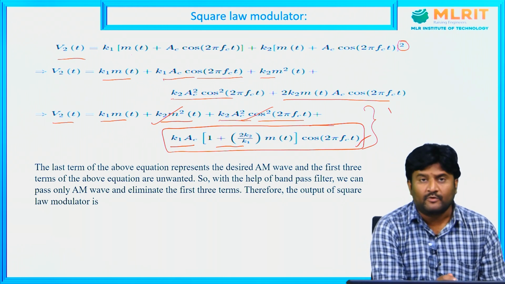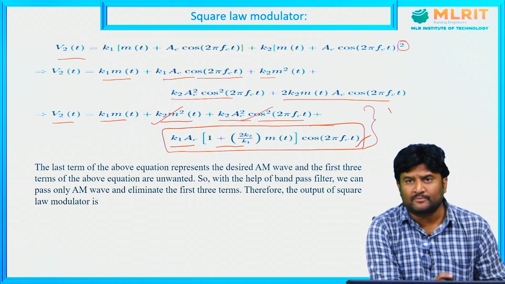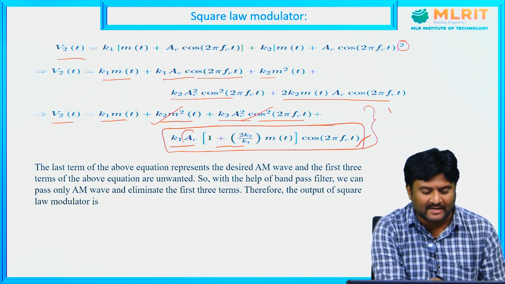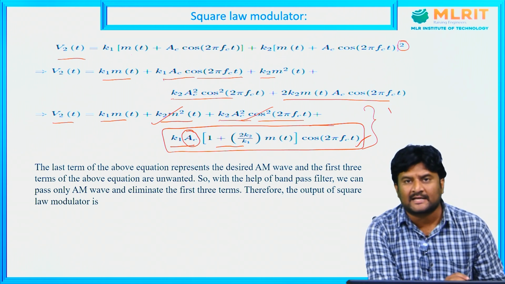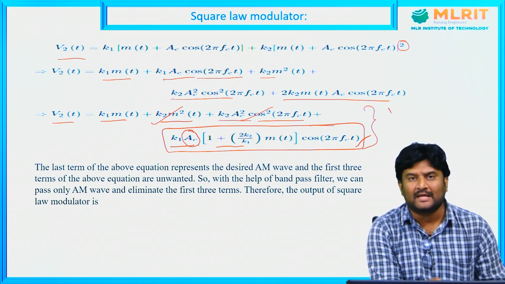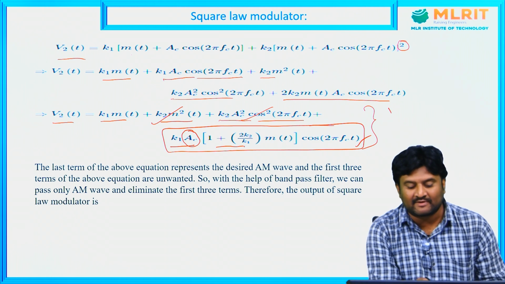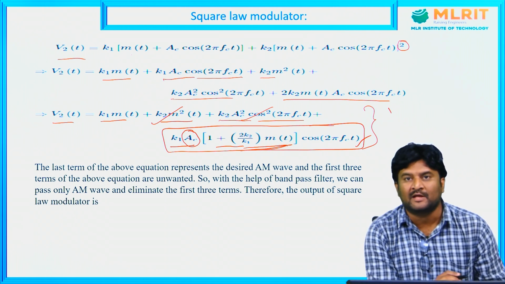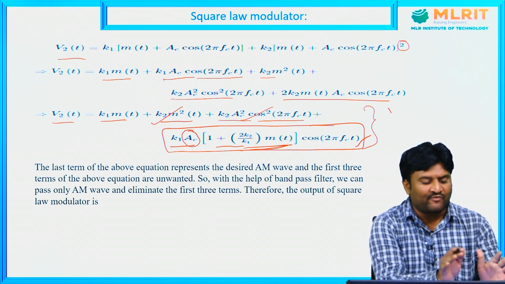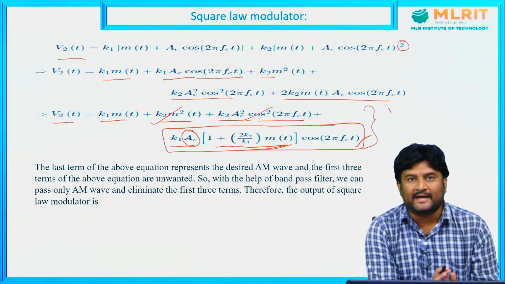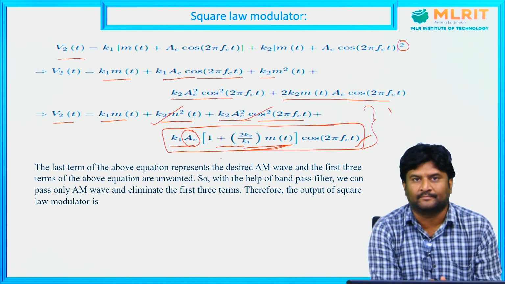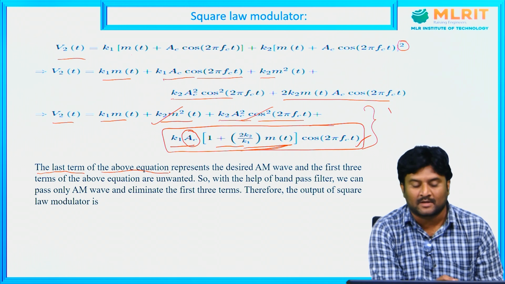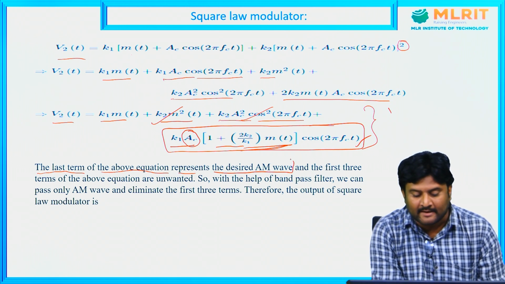Therefore, we know very well the definition of amplitude modulation: the amplitude of the high frequency carrier varies according to the instantaneous amplitude values of the message signal. That's why, out of the entire V2(t), we took only the last term. The last term of the above equation represents the desired AM wave.